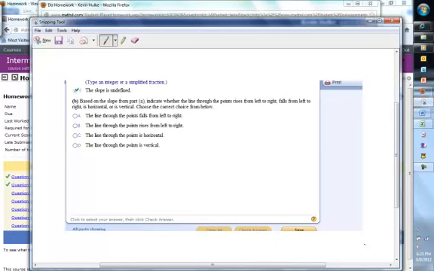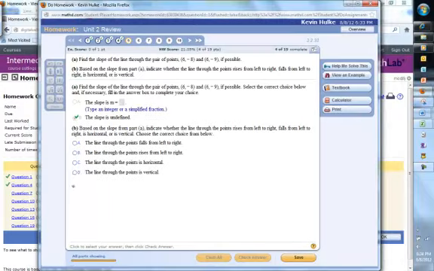Based on the slope from part A, indicate whether the line through the point rises from left to right, falls from left to right, or is vertical. It is vertical.